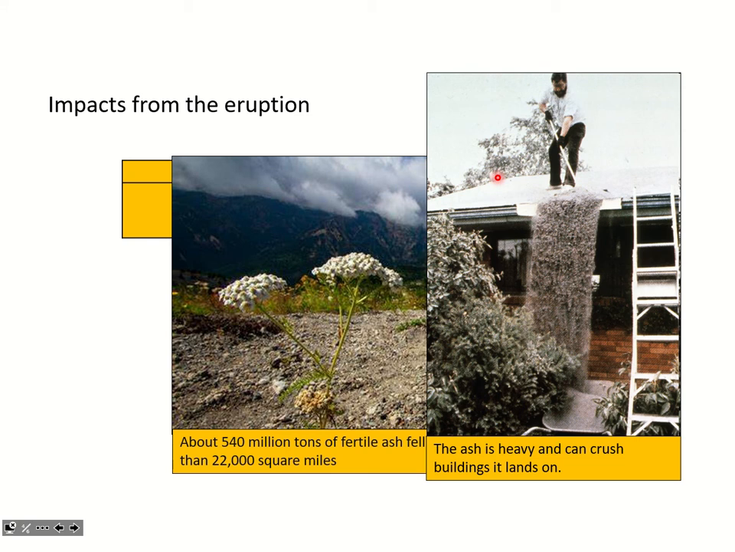The ash is very heavy. I'll show you ash in class. It's incredibly heavy stuff, and people were keen to get it off the roofs of their houses because it's like adding a layer of rock to your house, and it's incredibly heavy. It can crush buildings, which is of course an environmental impact.